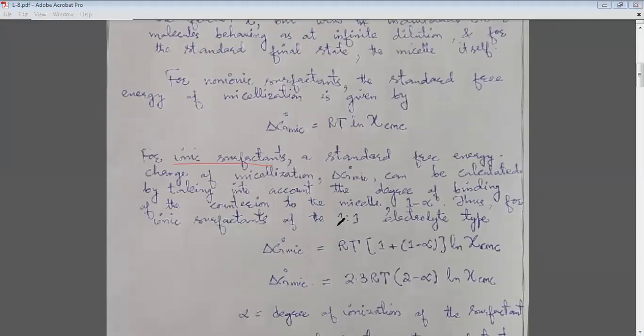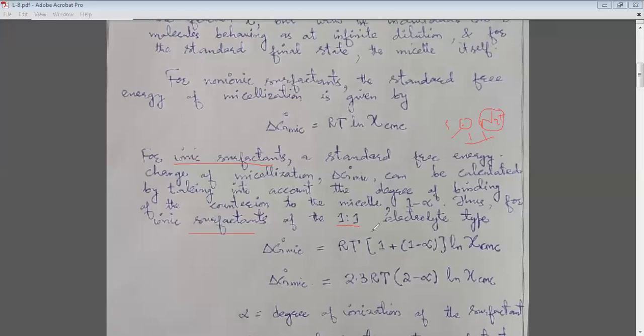If you have a 1:1 electrolyte, 1:1 means suppose you have SDS, sodium dodecyl sulfate, where the head is negatively charged and the counter ion is Na positive. So no divalent ion, it is simply a 1:1 type of electrolyte, KCl, NaCl. One negative charge on the head group, one positive charge on the counter ion. That is simply called a 1:1 type of electrolyte, in case of ionic surfactants.